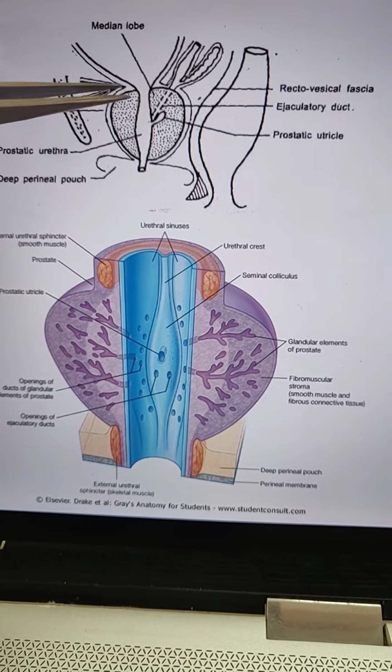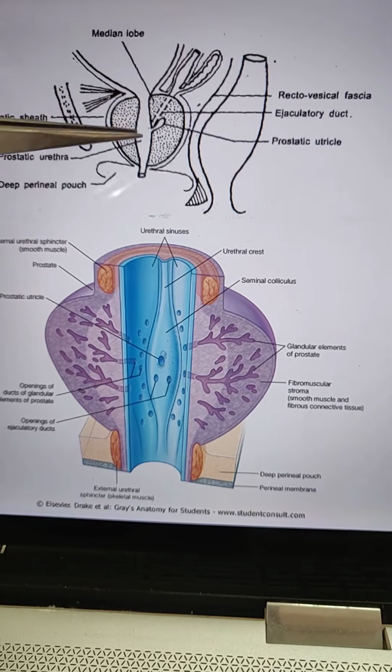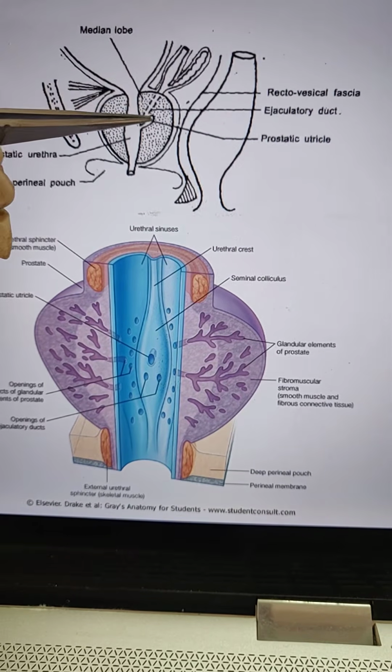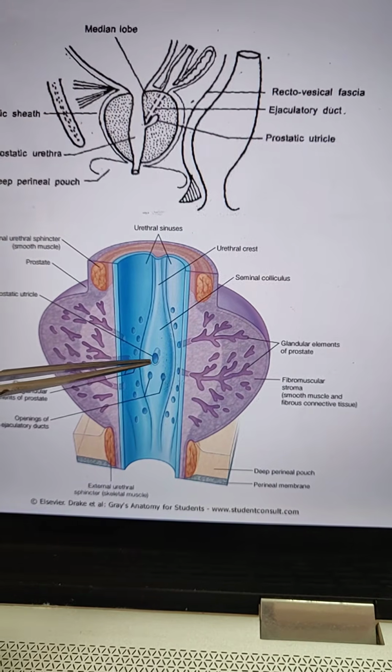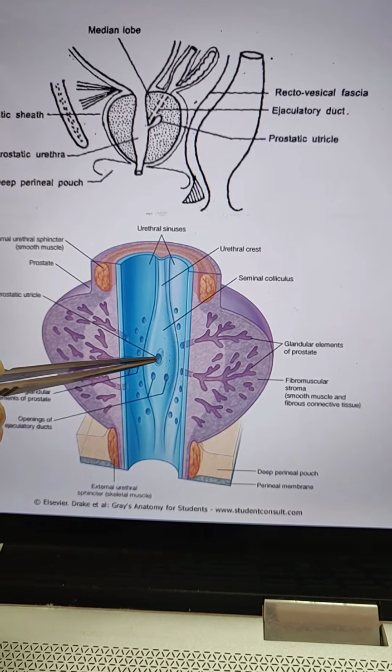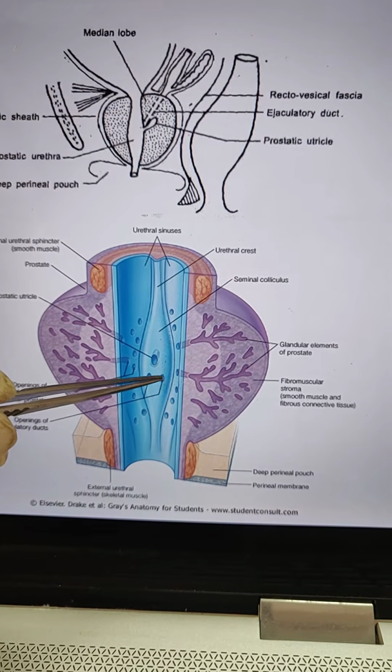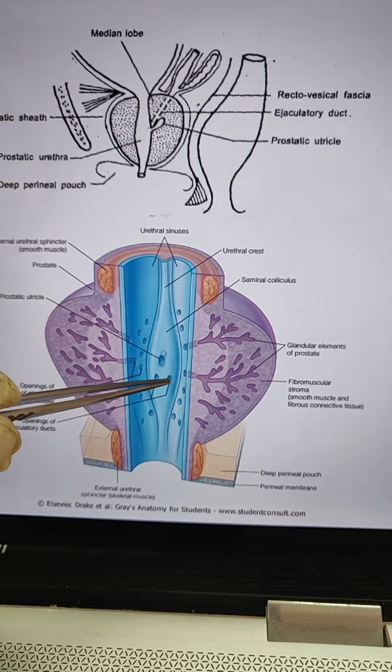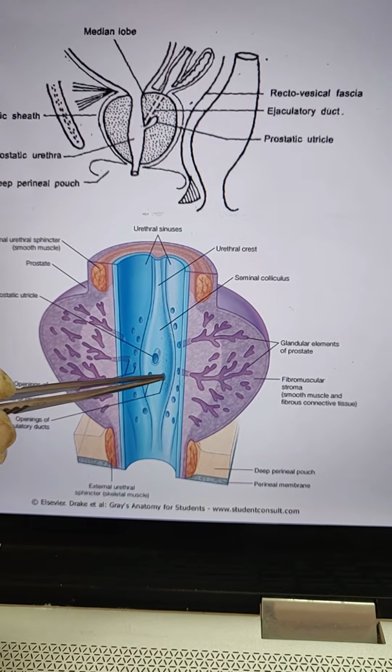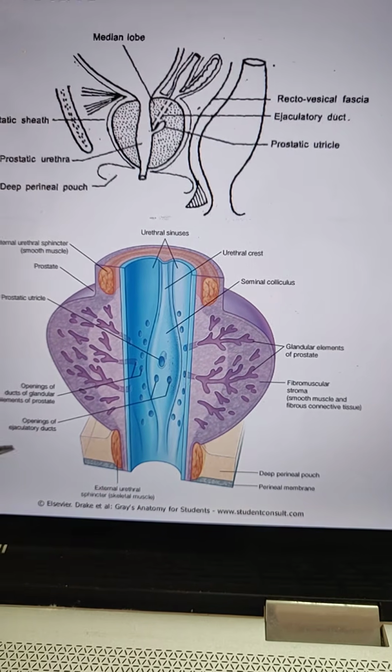It is homologous with the vagina in the female genital system. Just below, on each side of the opening of the prostatic utricle inside the colliculus seminalis, there is an opening of the ejaculatory duct.